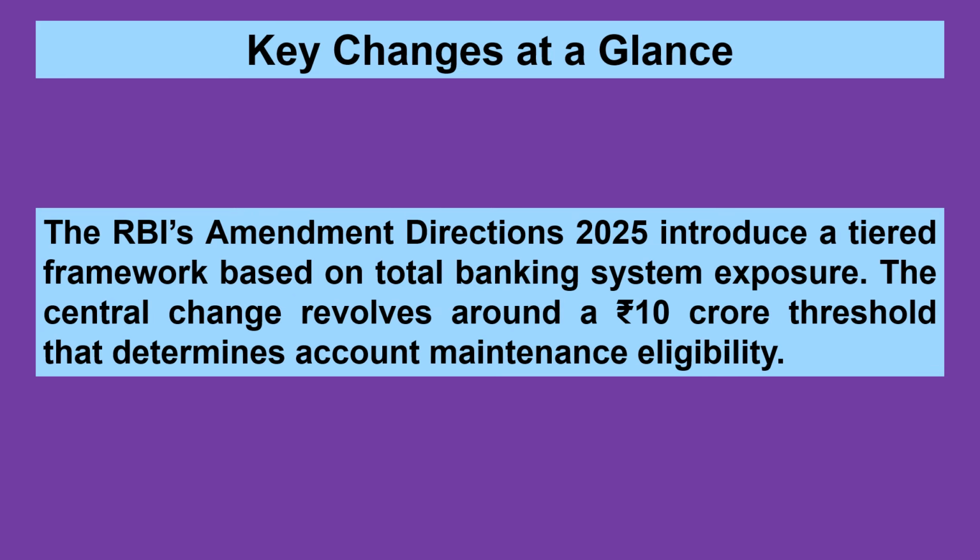Key changes at a glance. The RBI's Amendment Directions 2025 introduced a tiered framework based on total banking system exposure. The central change revolves around a rupees 10 crore threshold that determines account maintenance eligibility.